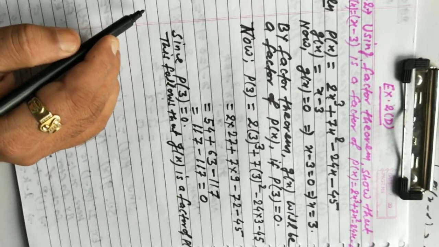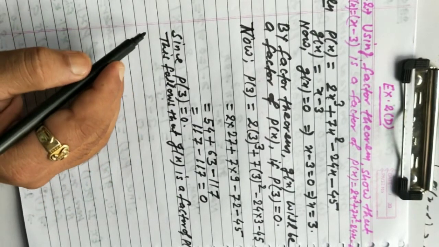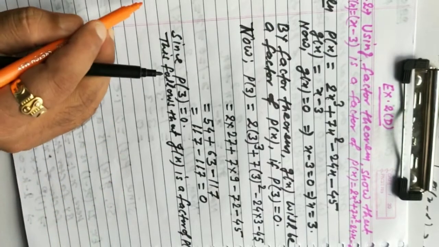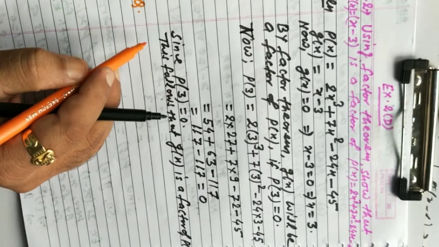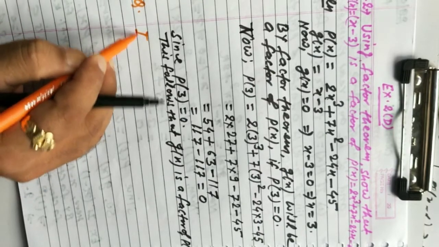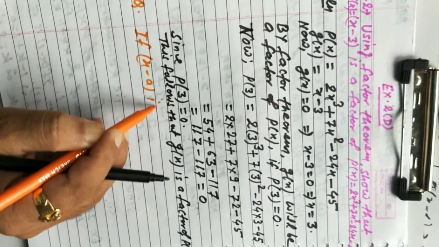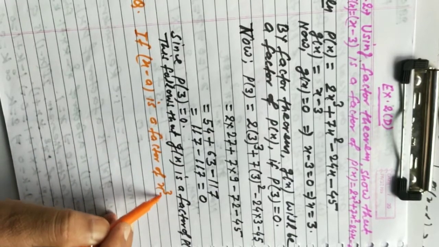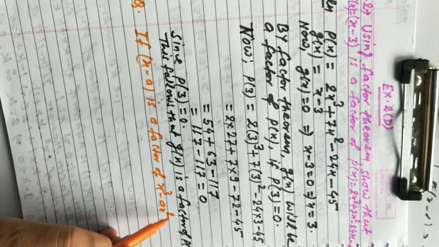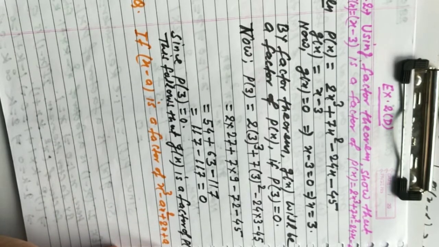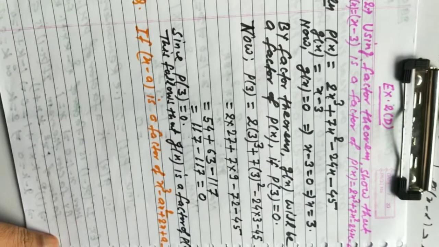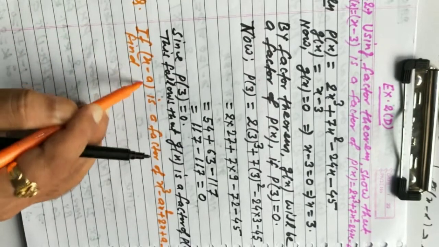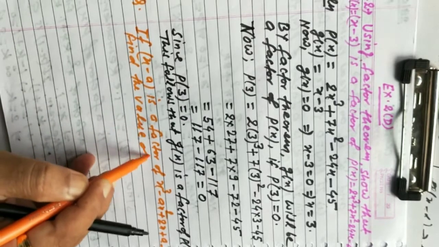Now let us see one more problem. Question: it is given that if x minus a is a factor of x cube minus ax square plus 2x plus a minus 1, then we have to find the value of a. Find the value of a.